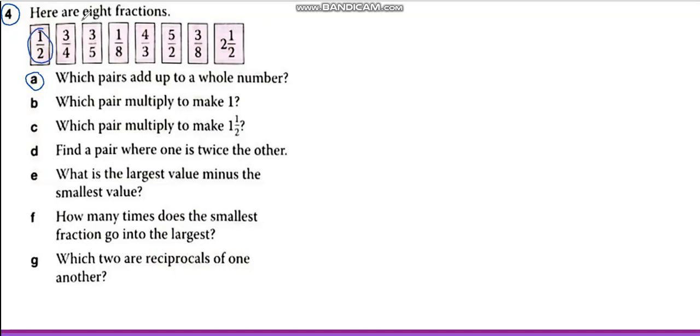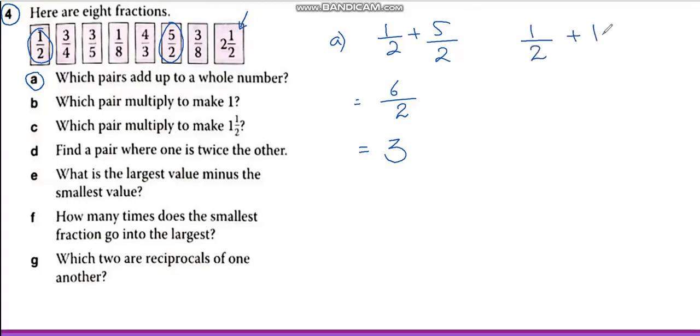For example, if you see 1/2 and 5/2, they can be added together, like 1/2 plus 5/2 will become 6/2. And you can see that 6 is a multiple of 2, so you can easily divide to get a whole number like 3. Similarly, 2.5 is basically the mixed number, the same as 5/2, just written in mixed fraction. So you can also take another pair, 1/2 and 1 and 1/2. That will also give us 1/2 and 5/2 if we convert into improper fractions. And then if you finally add, you will get 6/2, meaning 3.